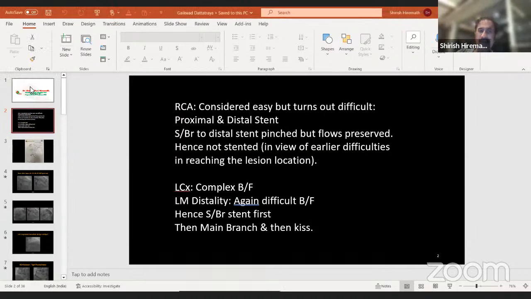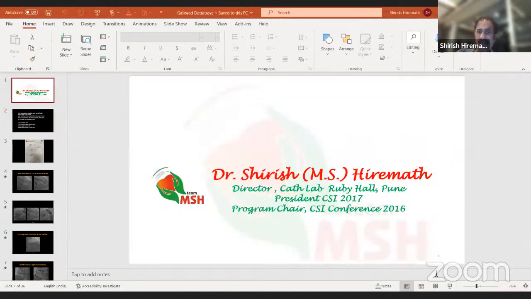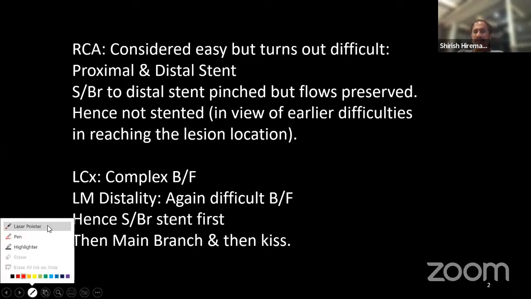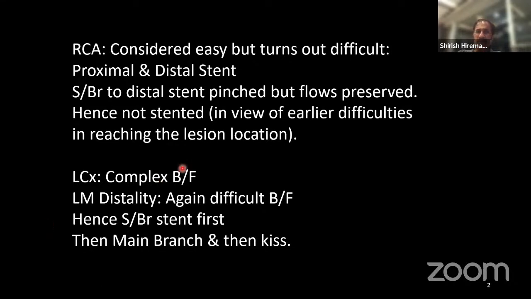So I'm showing you one case. This is an RCA. It was considered easy, but turns out to be difficult, and that's why we are trying to gather opinion from you. It had a proximal and a distal stent, and the side branch to the distal stent was pinched, but flows were preserved and hence it was not stented, in view of earlier difficulties in reaching the lesion location.